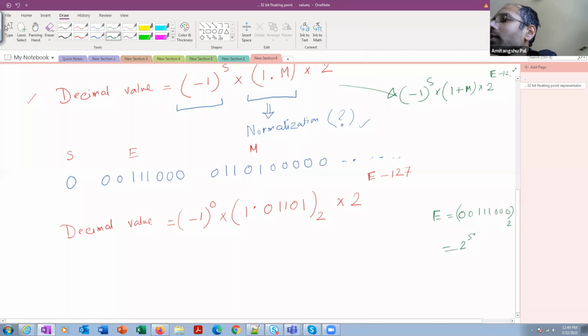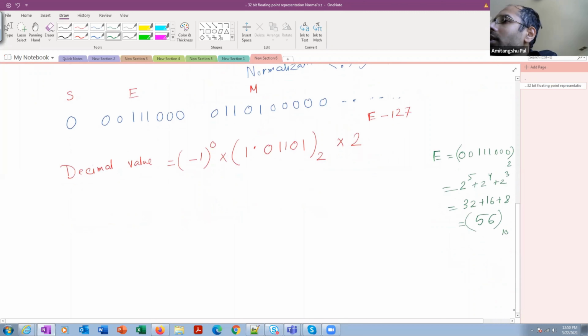That means 2 to the power 5 plus 2 to the power 4 plus 2 cube. So 2 to the power 5 is 4, 8, 16, 32, plus 16 plus 8. So 32 plus 8 is 40. 40 plus 16 is 56. So then E minus 127 is 56 minus 127, which is minus 71.